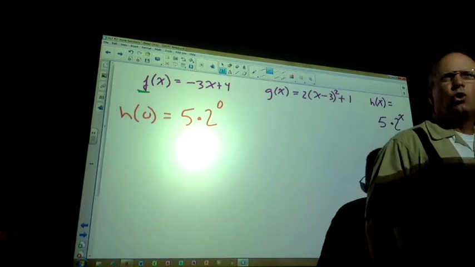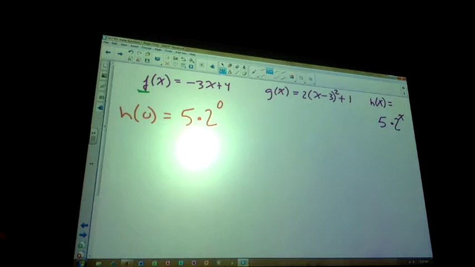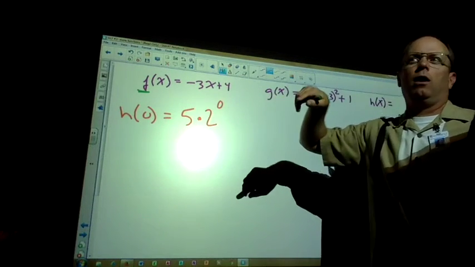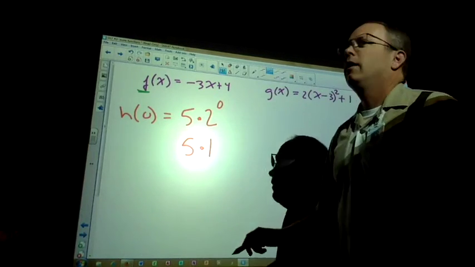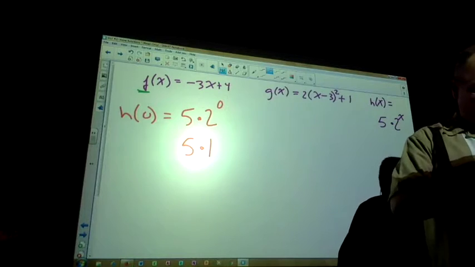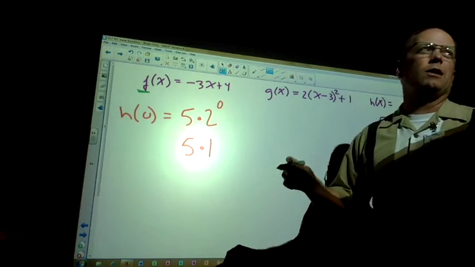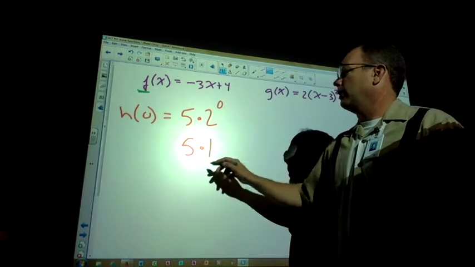Does anybody know what 2 raised to the 0 power equals? 1. Good. If I raise a number to the 0 power, the answer is 1. So this becomes 5 times 1. If you plug this into your calculator, you go 2 raised to the 0, it's going to give you 1. The only number that doesn't work is 0. 0 raised to the 0 is undefined. Okay? 5 times 1 is 5.